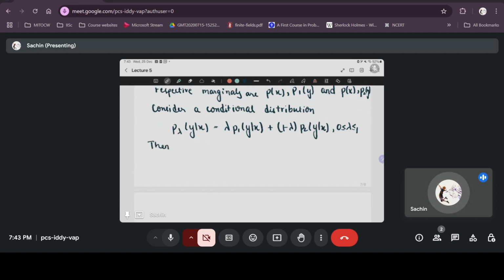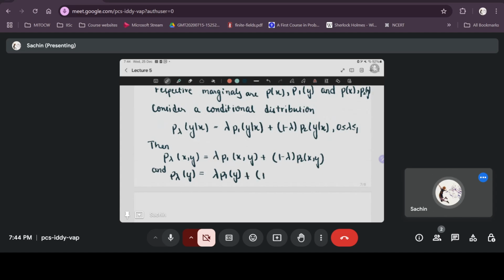Then the corresponding joint distribution p lambda of x comma y is also the same convex combination of the two joint distributions. And the marginal distribution of y is also a convex combination of the two marginal distributions, p1 of y and p2 of y.